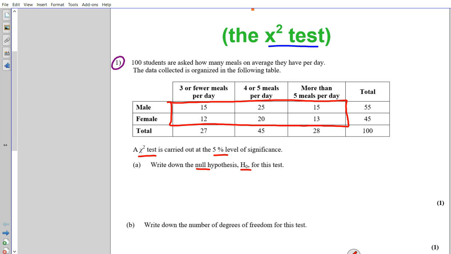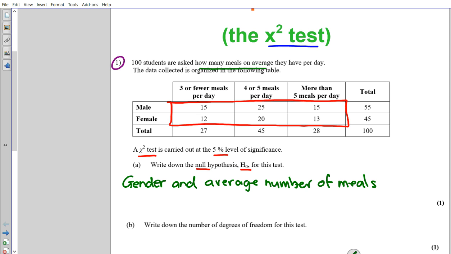The word you have to use is independent. So what you need to say is what the two things are, and then say at the end, are independent. Remember, the opposite is the alternate hypothesis, which they call H1, and for that you say they are dependent. So what are the 2 variables? We've got gender. So write the 2 variables. The null hypothesis is gender, and what's the other variable? Have a look. It's how many meals on average. So gender and average number of meals per day.